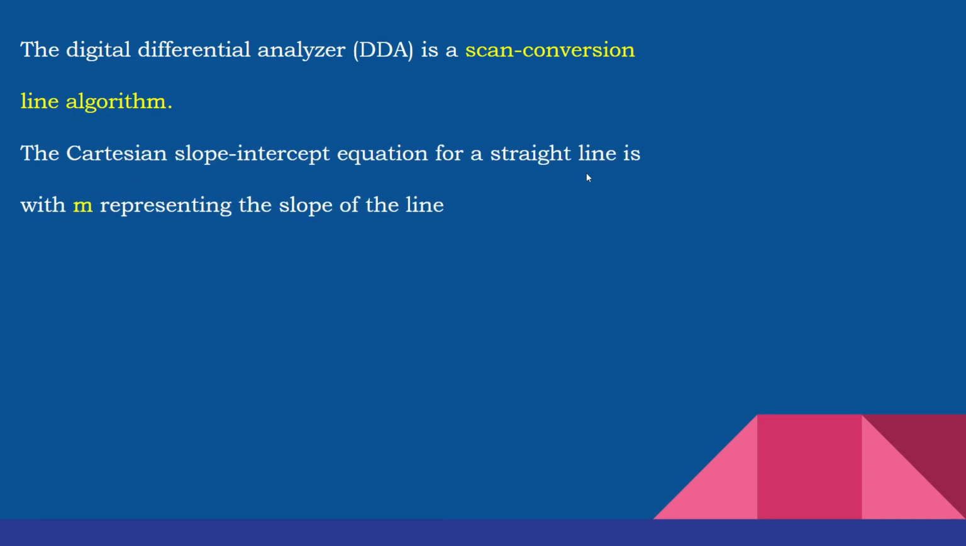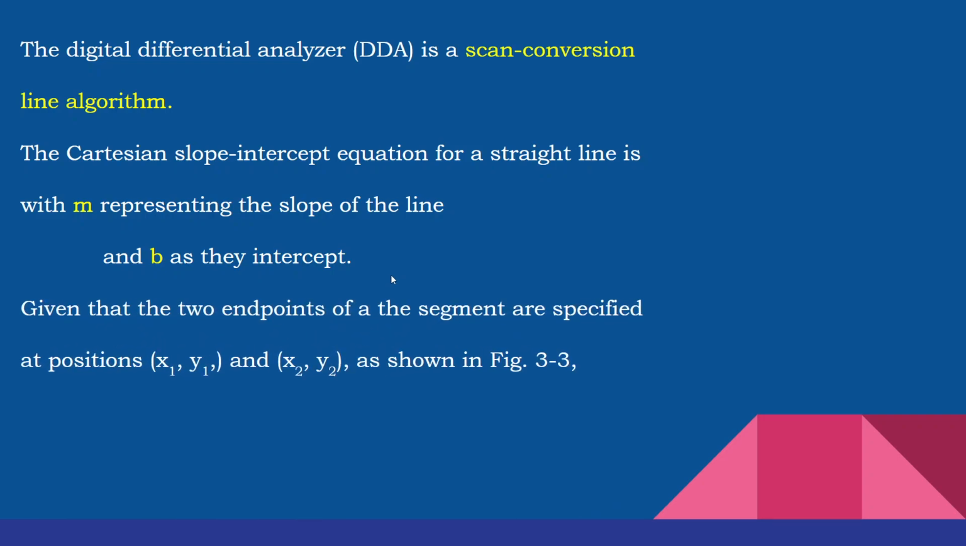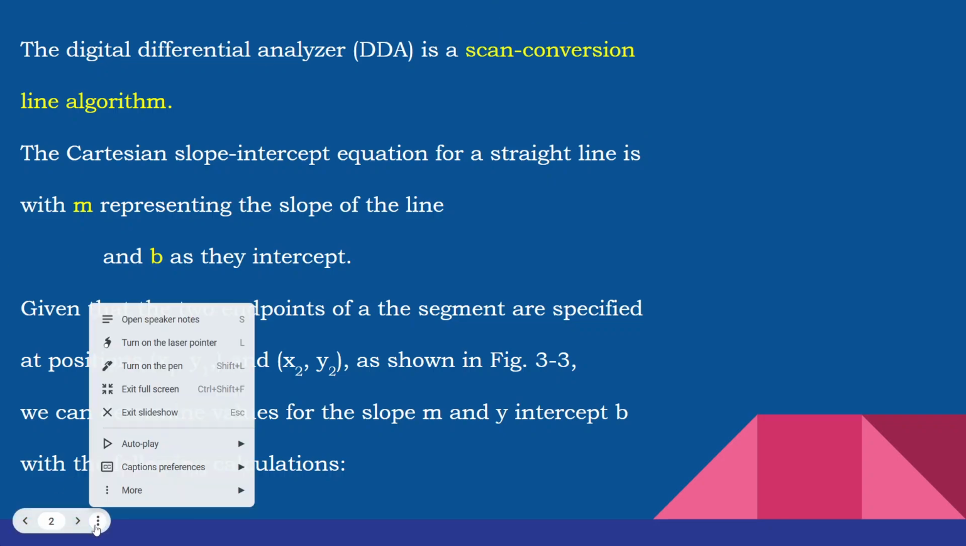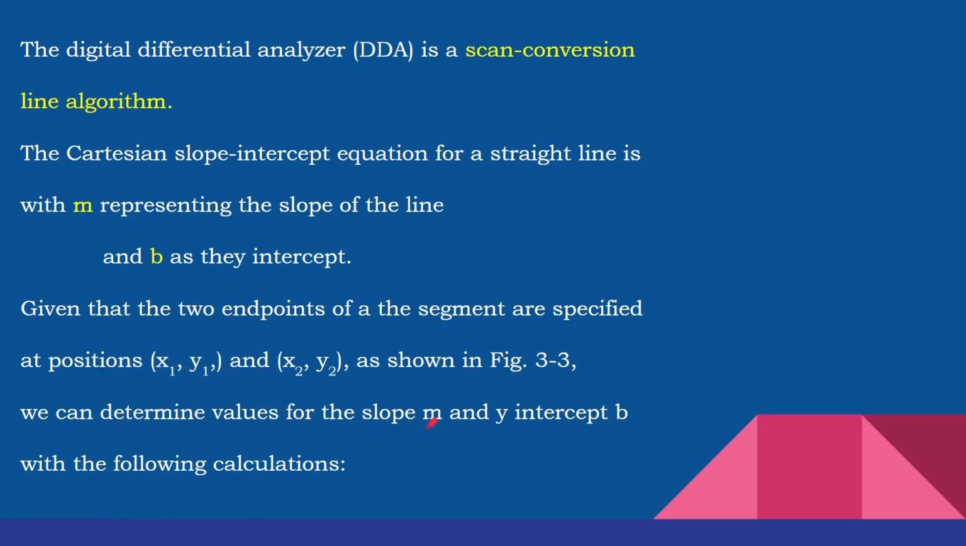The Cartesian slope-intercept equation of the straight line is y is equal to mx plus c. We all have learned in mathematics, where m is the slope of the line and c is the intercept. Given the two endpoints of a segment which are specified by the positions x1, y1 and x2, y2, let us see how to draw the line. The line will be shown in the figure like this, and also let us find out how to calculate the y intercept b as well as the slope m.